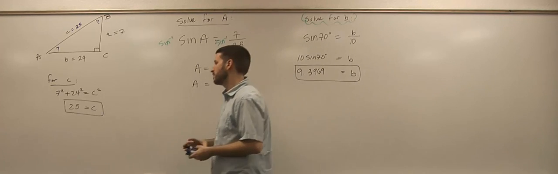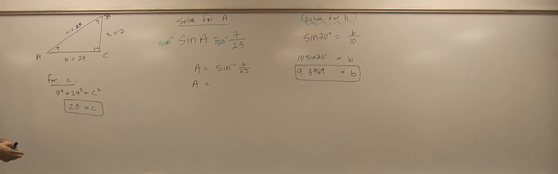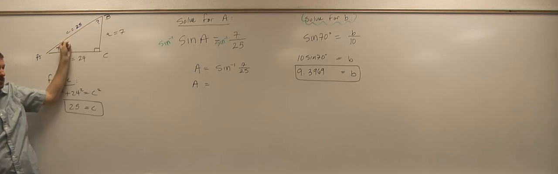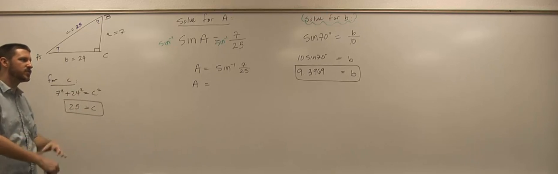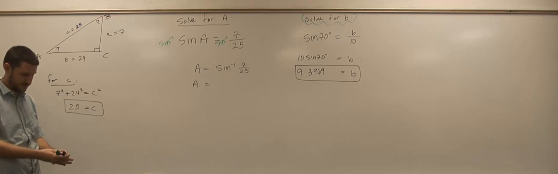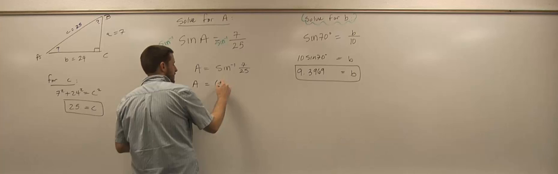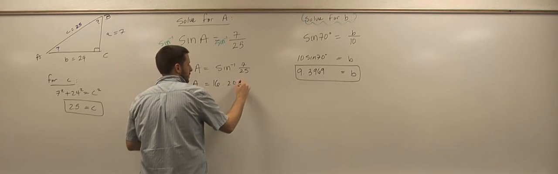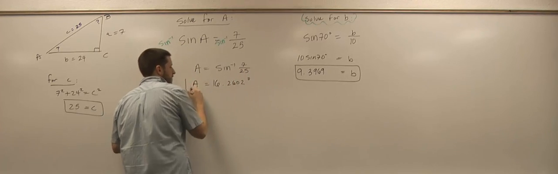Do you want to be in degrees or radians here? I guess degrees. Actually, the problem didn't specify because I didn't give you any angle measures, so you could give me either answer. But usually in these right triangle problems, we're using degrees. So give me degrees. 16.2602 degrees.